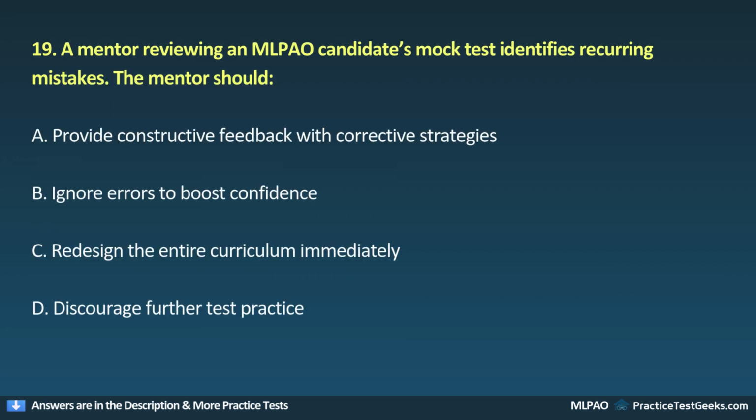19. A mentor reviewing an MLPAO candidate's mock test identifies recurring mistakes. The mentor should: A. Provide constructive feedback with corrective strategies. B. Ignore errors to boost confidence. C. Redesign the entire curriculum immediately. D. Discourage further test practice.